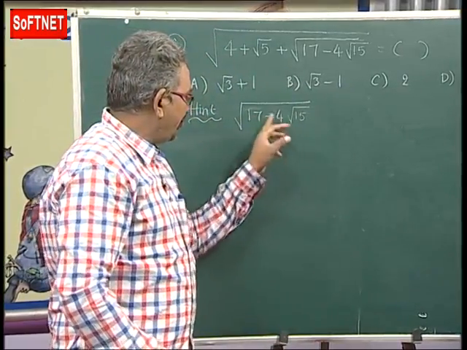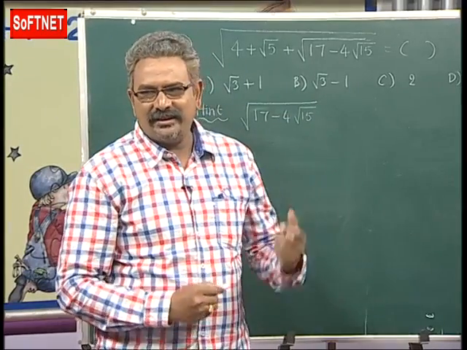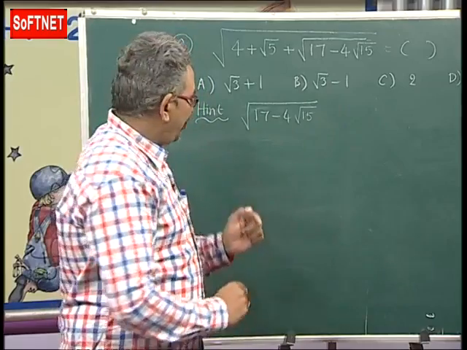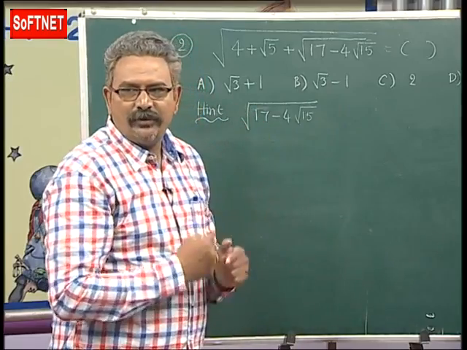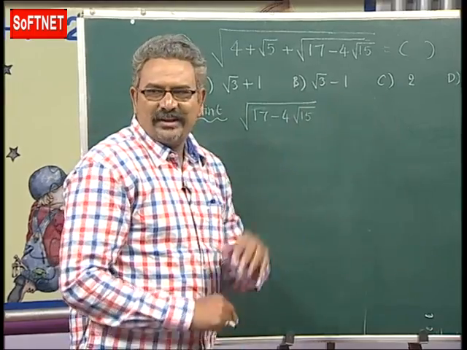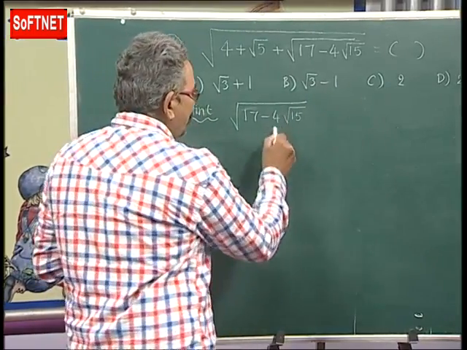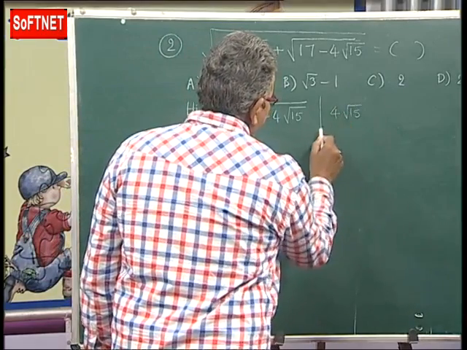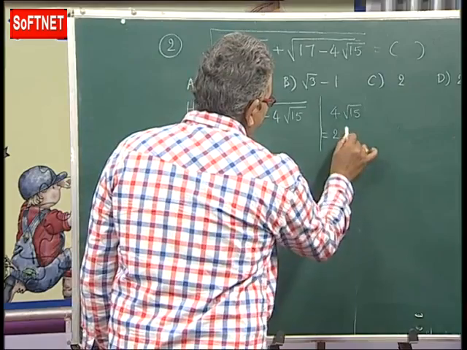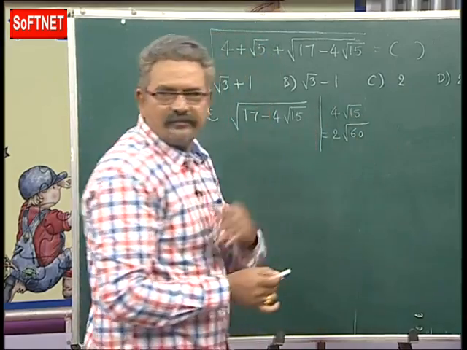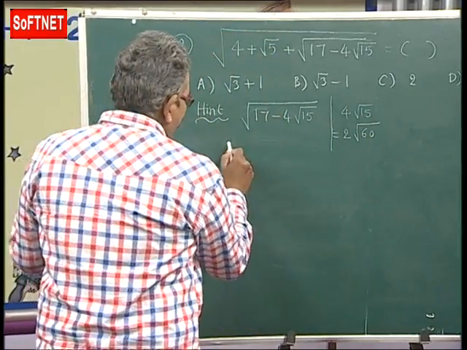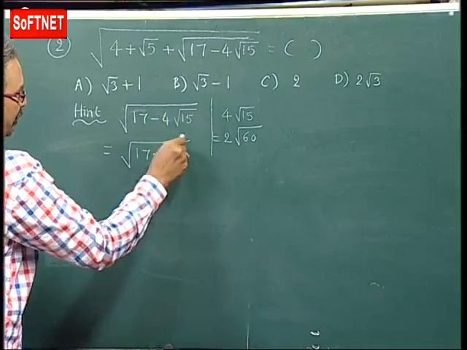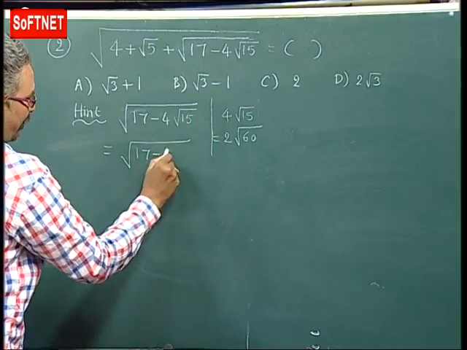Here directly we cannot write it, because it is not in the form of x plus y minus 2 root xy. If it had that form, we would have written root x minus root y. So that means we have to change 4 root 15. This 4 root 15 can be written as 2 into 2, that becomes 2 root 60. Check it. Now this equals root of 17 minus, instead of 4 root 15, we can write 2 root 60.